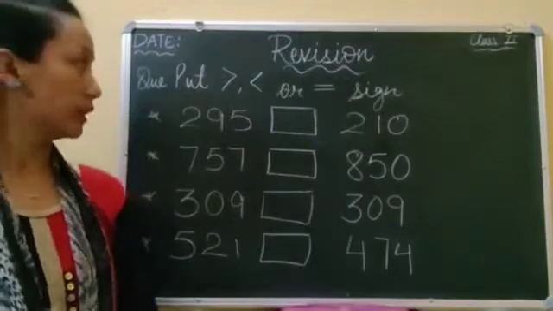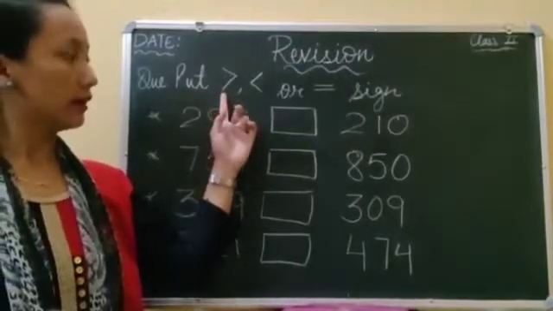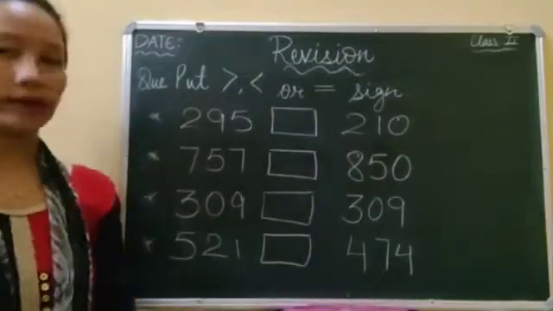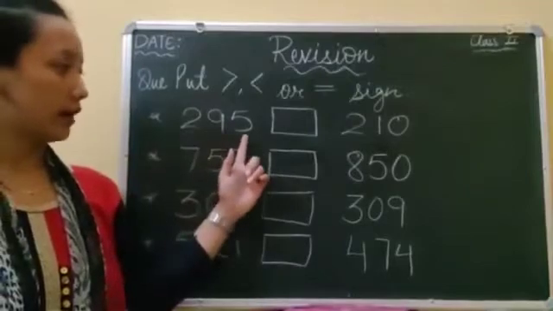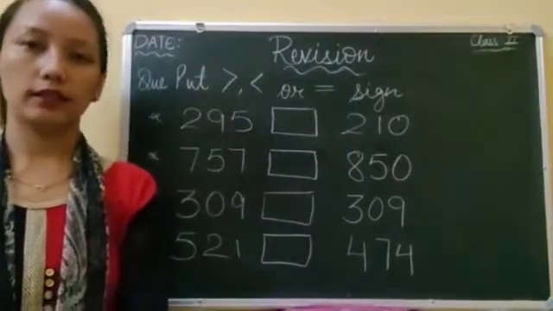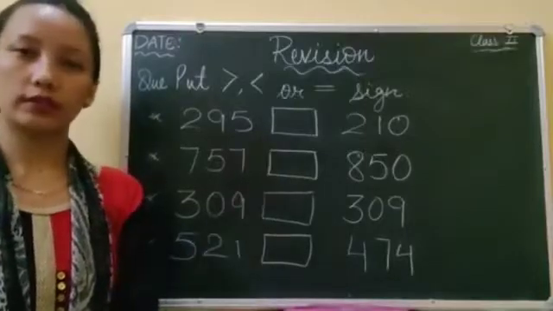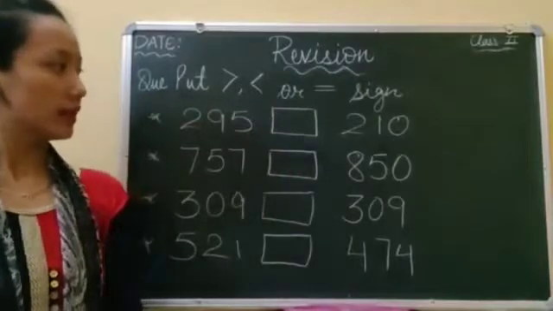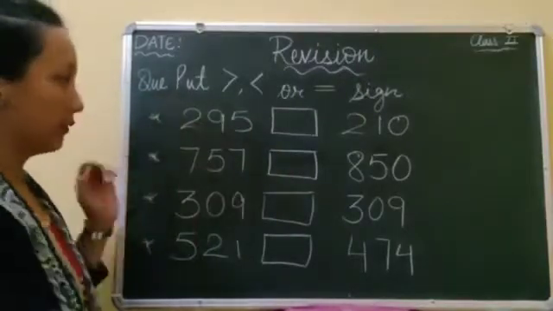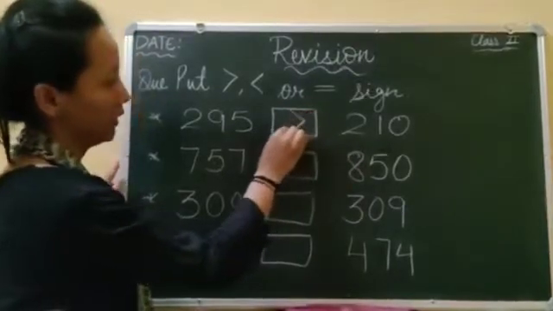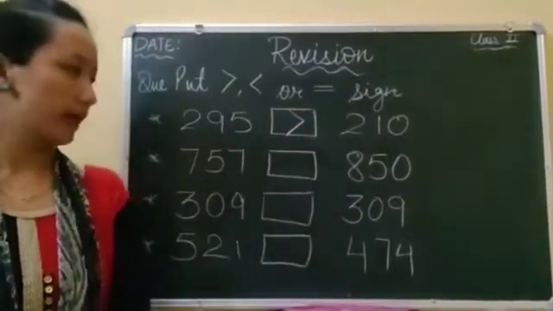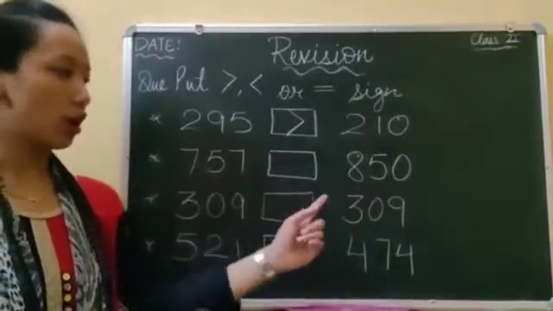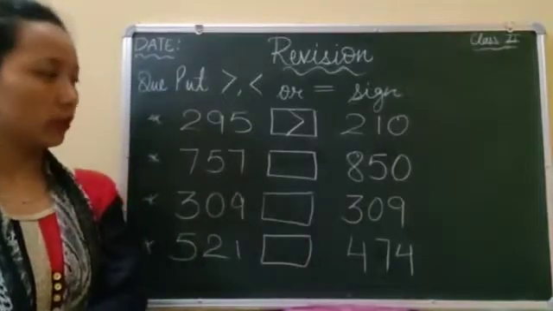Revision. So the first question is, put the greater than sign, less than sign or is equal to sign. Okay students, first we have the numbers 295 and 210. Can you tell me which number is greater, 295 or 210? Tell me students. Yes, 295. So, put the greater sign towards 295 like this. Okay. Next. Now tell me which is greater, 757 or 850?